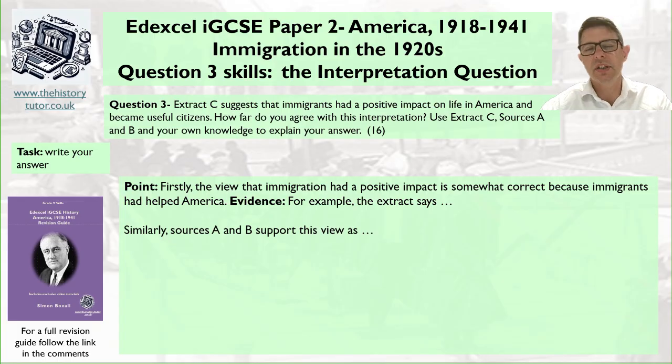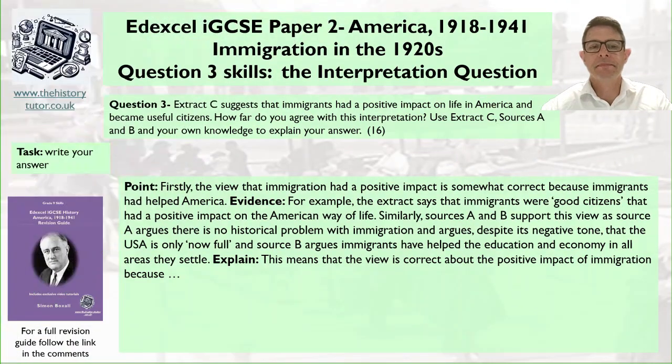We have picked out some of those ideas in our plans. Supporting now, come up with some ideas. Okay, so here's what I said. I said, for example, the extract says that immigrants were good citizens that had a positive impact on the American way of life. So you could suggest that a bit further, they are helping to build America, this positive impact they have. Similarly, A and B support the view as source A argues there was no historical problem with immigration and argues, despite its negative tone, USA is now full, and source B argues immigrants had helped the education and economy in all areas they settled. So, suggesting they're helping life.